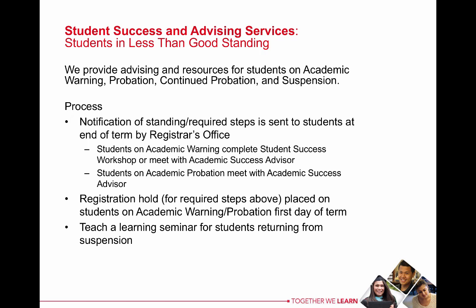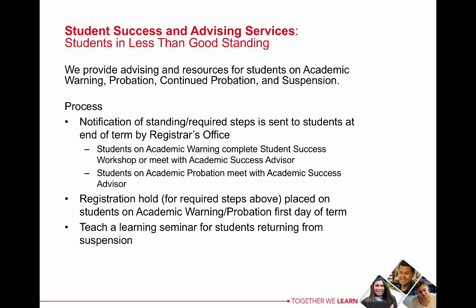Students on warning have 2 options. They can complete an online student success workshop that goes over what warning is and what resources are available to them, but also just refers them to our office, or they can just meet with an academic success advisor. Those students who are on academic probation, since their second term below a 2.0, we want them to come and meet with someone just to make sure that we're addressing what their needs are.